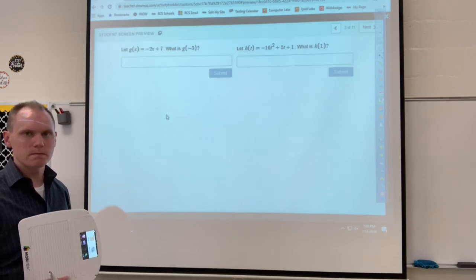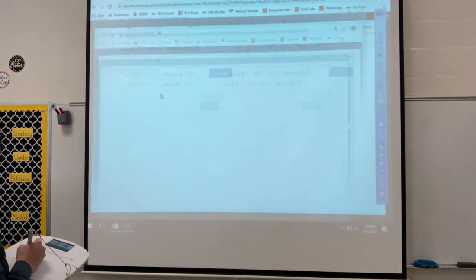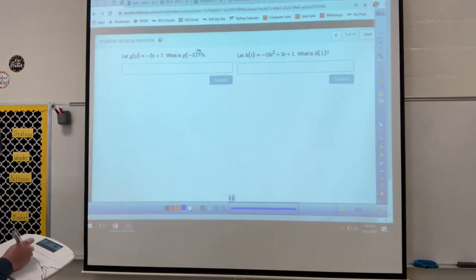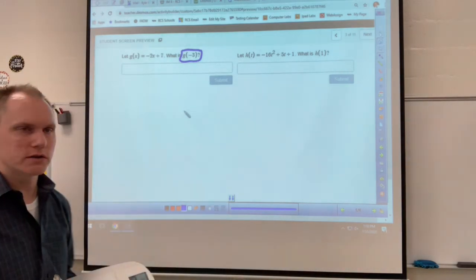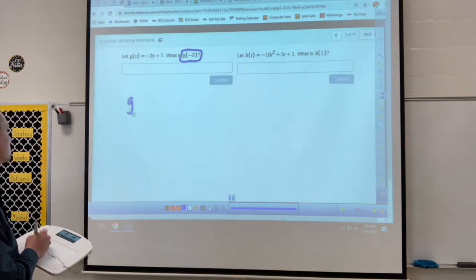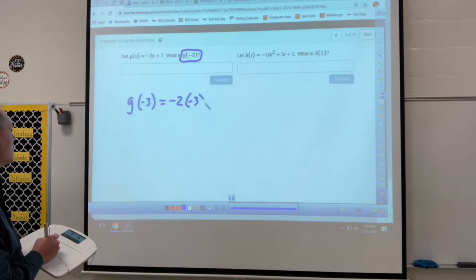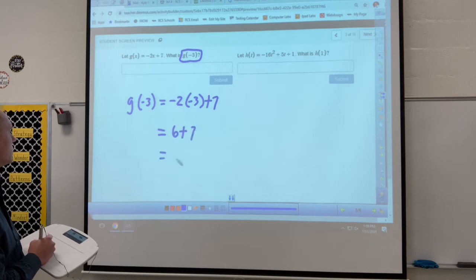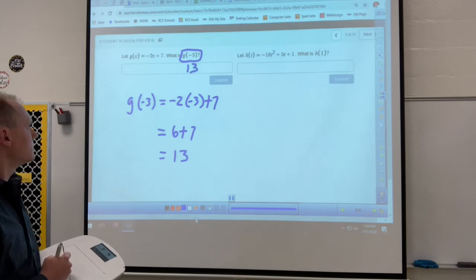So try those. Okay, in the first one here, we're going to input negative 3, right? It says put negative 3 in for x. So substitute negative 3 in for wherever there's an x. So that's going to be g of negative 3 equals negative 2 times negative 3 plus 7. So we get negative 2 times negative 3 is 6 plus 7 equals 13. So g of negative 3 equals 13.